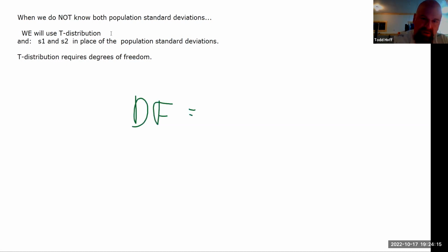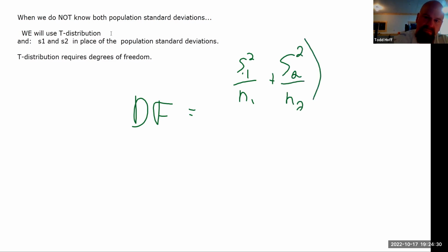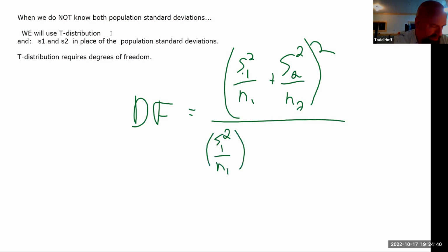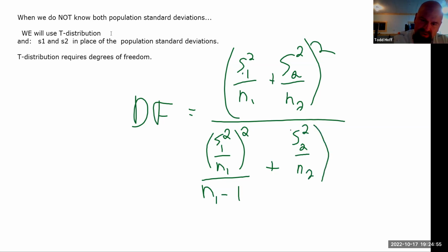But our degrees of freedom are going to be sample 1 standard deviation squared over size of sample 1 plus sample 2 standard deviation squared over the size of sample 2, add those together and square it, over the standard deviation of sample 1 squared over the size of sample 1, square that value, and divide by the size of sample 1 minus 1, plus the standard deviation of sample 2 squared over the size of sample 2, square that, and divide by the degrees of freedom in sample 2, so the size of sample 2 minus 1. Yes, that formula is as ugly as it looks.